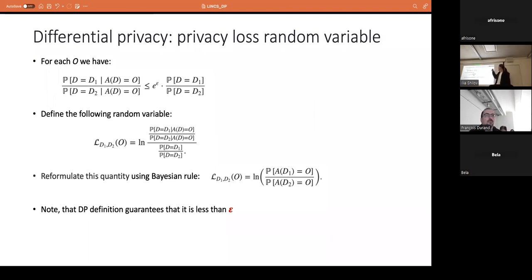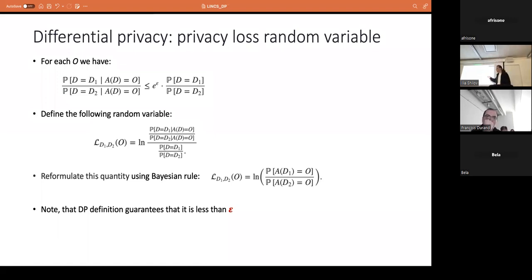And this is called privacy loss random variable. Why? Because it determines how much you can update your information with the outcome of the mechanism equals O here. And our definition of differential privacy gives us that this quantity is always less than epsilon. So the leakage of your information, the privacy loss, would always be less than epsilon.